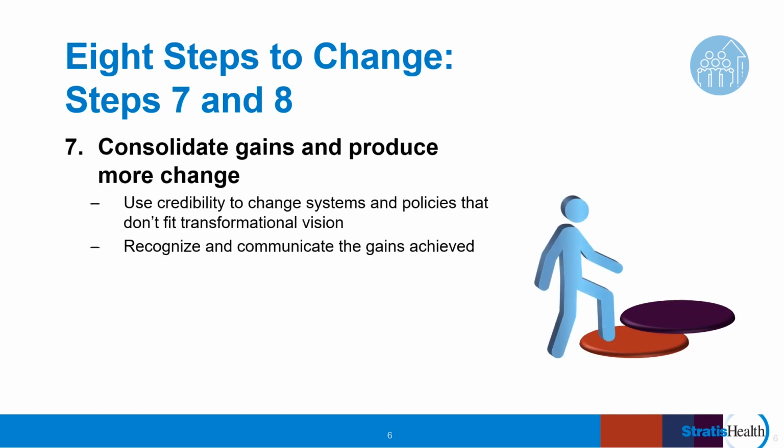Step 7. Consolidate gains and produce more change. Use increased credibility to change systems and policies that don't fit together or fit the transformational vision. Recognize and communicate the gains achieved in your newly changed process throughout the organization, and encourage people to be open to new challenges and ready for the next change.